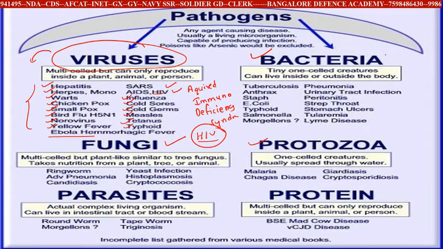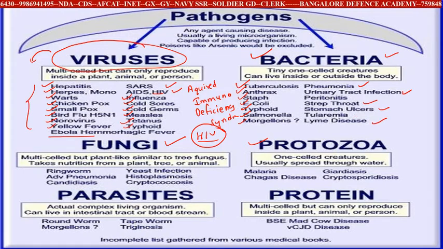Next you have important bacterial diseases. On the right side of your screen you have tuberculosis, then anthrax, then staph, then E. coli, typhoid, then salmonella, then morgellons, then pneumonia, urinary tract infection, then strep throat, stomach ulcers, Lyme disease, etc. Tularemia and peritonitis are also very important. In your examination, they may ask you any of the diseases and the disease causing agent.